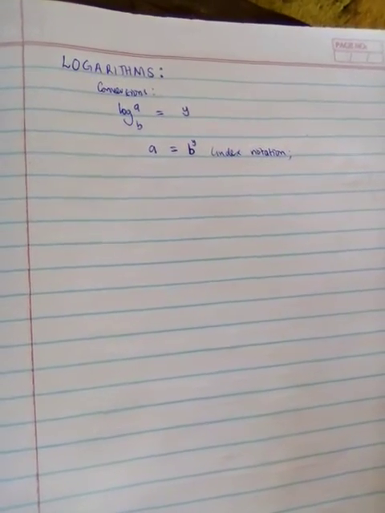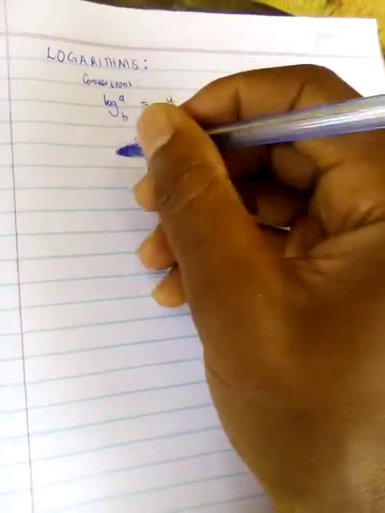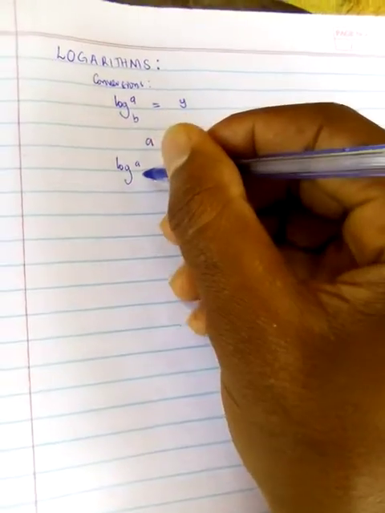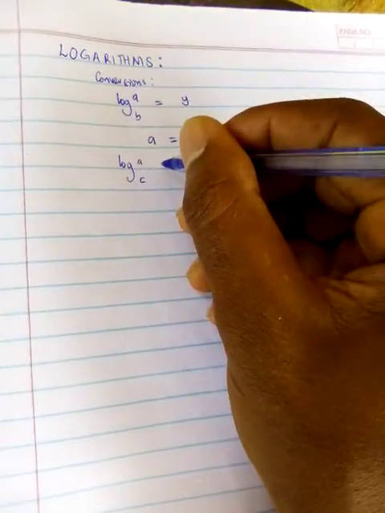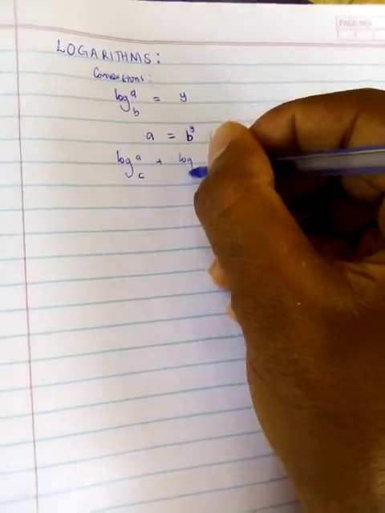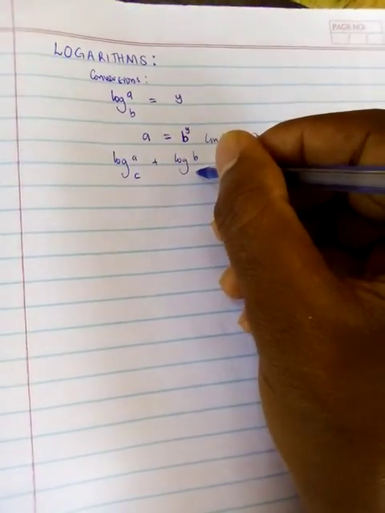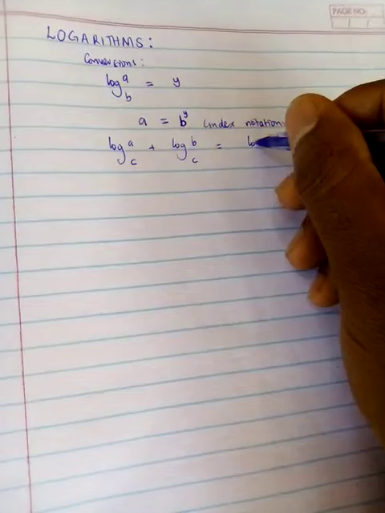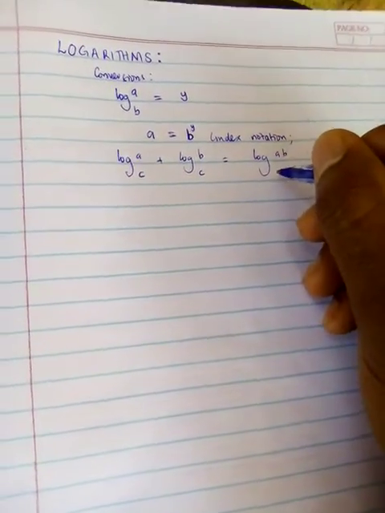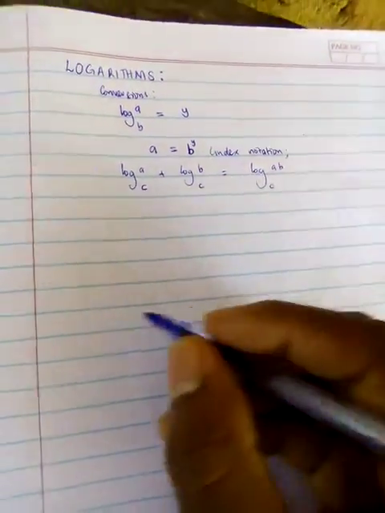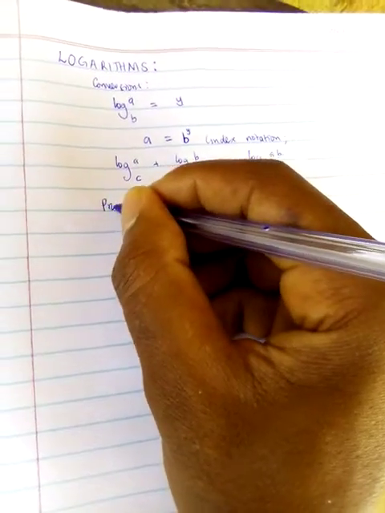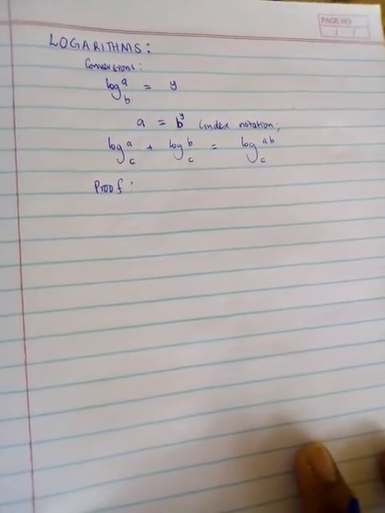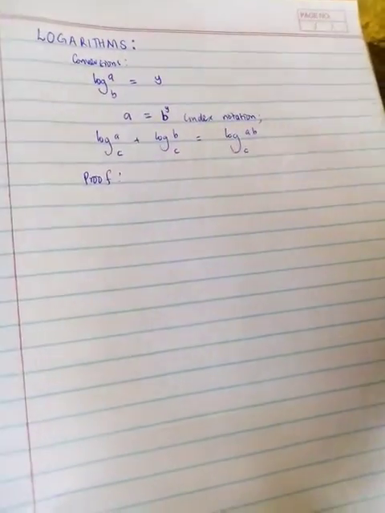But then we know one rule of logarithms: the logarithm of a to any base, call it c, plus the log of b to the same base c, is the same as the log of ab to the same base. But in A-level, we need to prove that this holds true. It's a very simple proof.